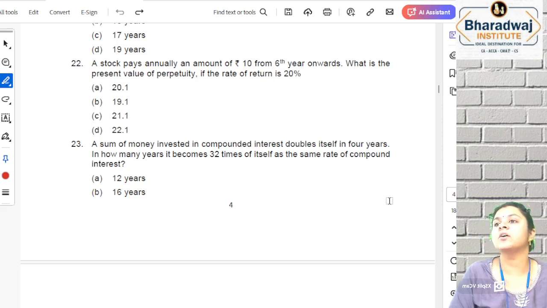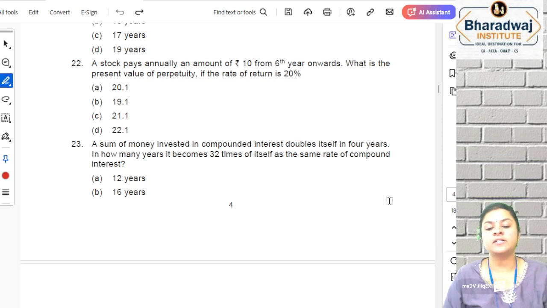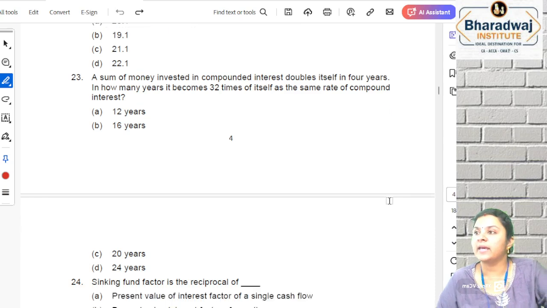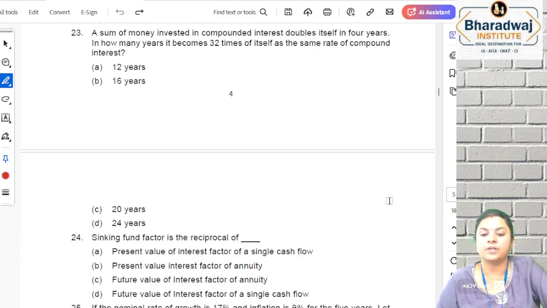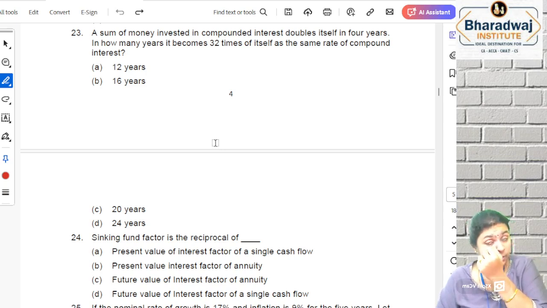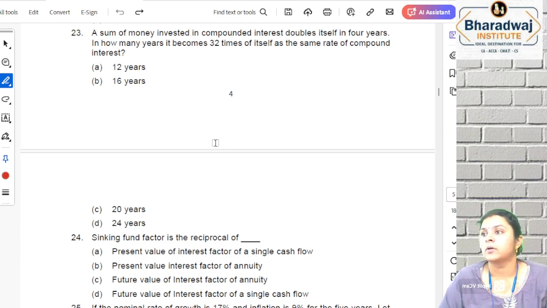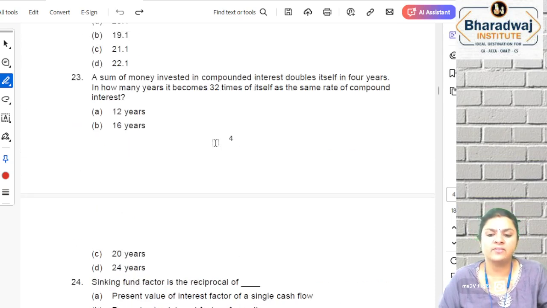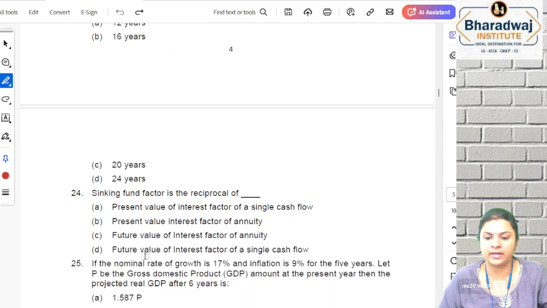Next, shall I move on? Yes or no? Okay. 23. A sum of money invested at compound interest doubles itself in 4 years. In how many years does it become 32 times the same amount? Okay, this question we have done, I guess. In class we discussed this question in the revision. Now, the sum invested doubles itself in 4 years. So, 2p is p into 1 plus i the whole power 4. Now you will find what is i, and using that you will find when it will become 32 times. I think the answer will be some 20 years or so.